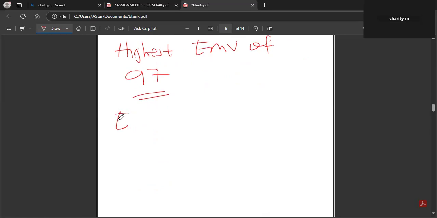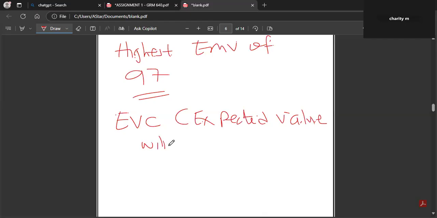So expected value with certainty now. Let's find expected value with certainty. When is your exam? Let me just recheck the calendar. Okay, no problem. Let's move on with class.